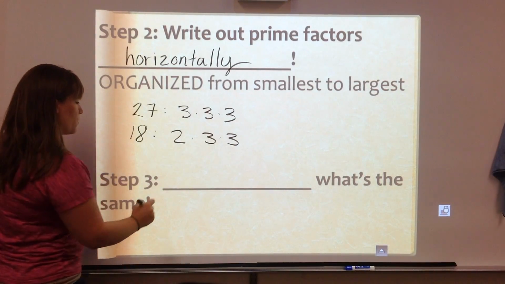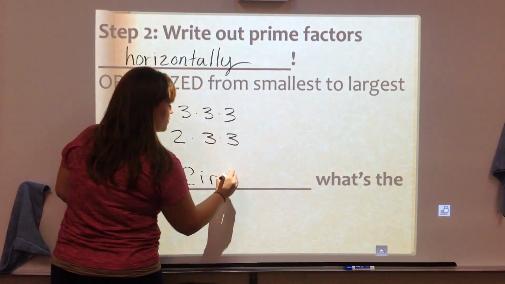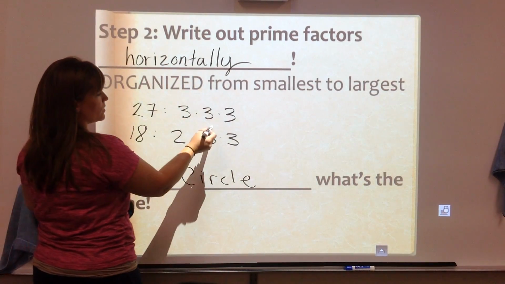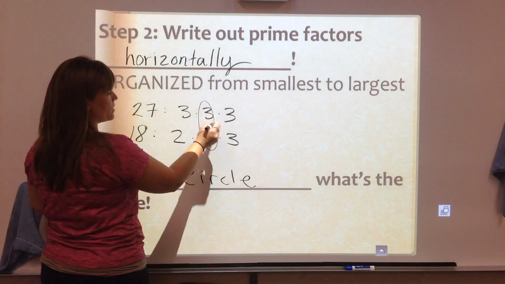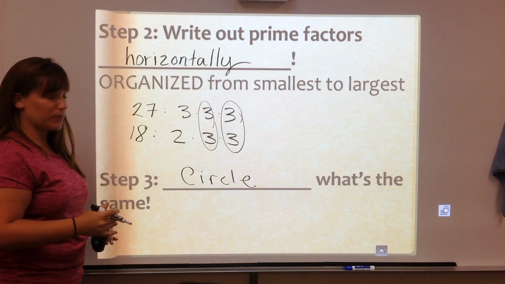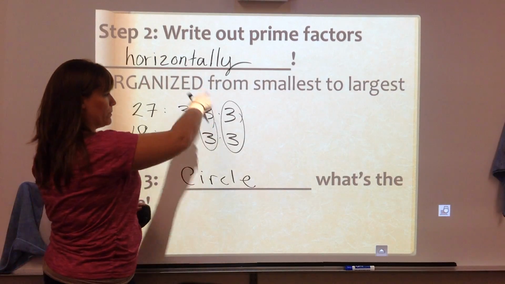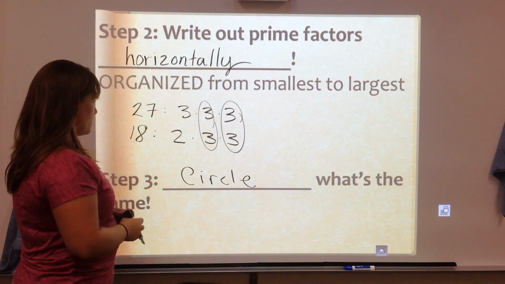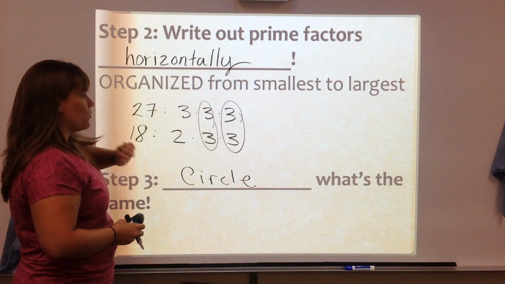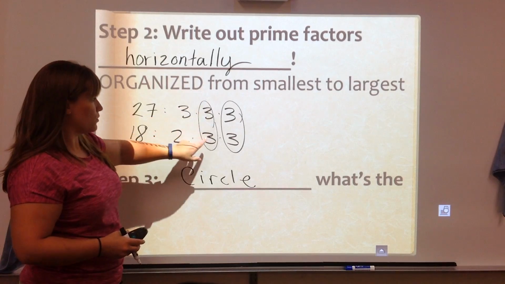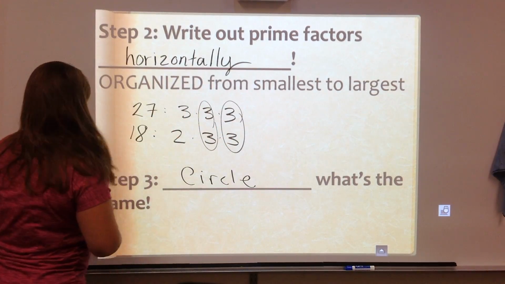Step 3, we're going to circle, similar to the old way, what's the same. So I notice I have 2 3s that are the same in both lists. I circled one pair and I circled the other pair. Now, we want to make sure we've only circled 2 times. That's important.